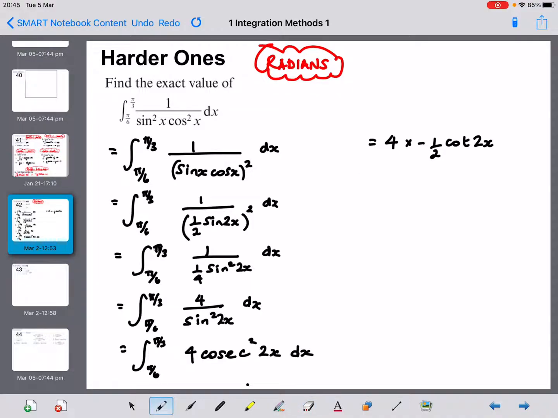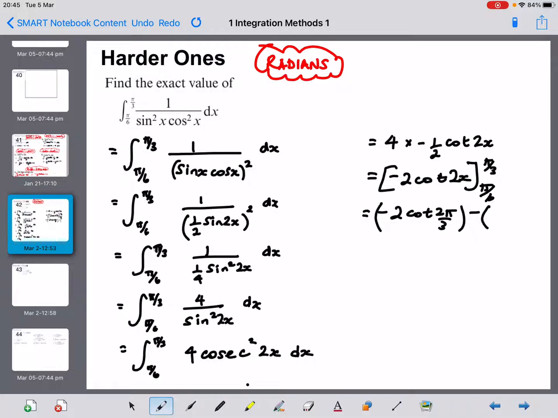So if I just tidy that up, 4 times minus a half is minus 2 cot 2x. And we don't need a constant this time. We do need some limits, pi on 3 and pi on 6. So if we substitute them in, negative 2 cot of 2 times pi on 3, 2/3 pi, minus 2 cot of 2 times pi on 6, which is 1/3 pi.